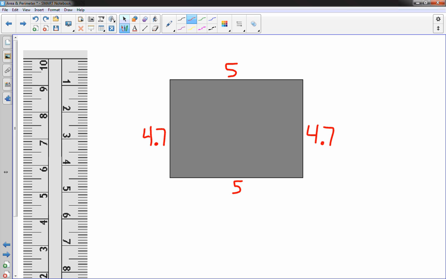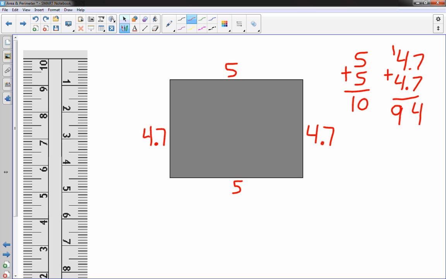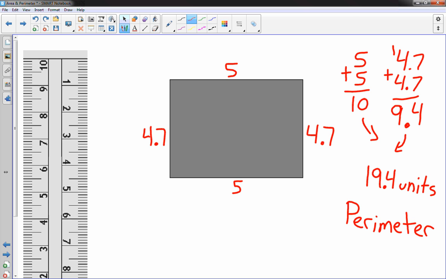And I measured all 4 sides. I would add them up. 5 plus 5 is 10. 4.7 plus 4.7 is 9.4, and then I would put those together. I get 19.4, and then whatever the units are. That's the perimeter, the distance around an object. You measure it in linear units.